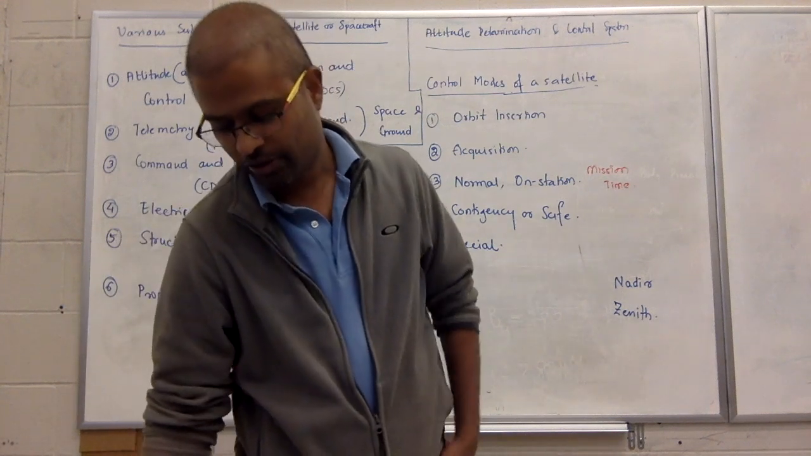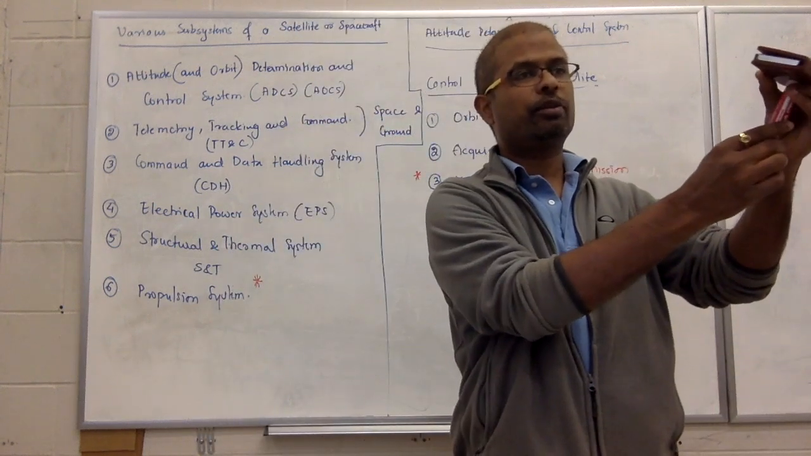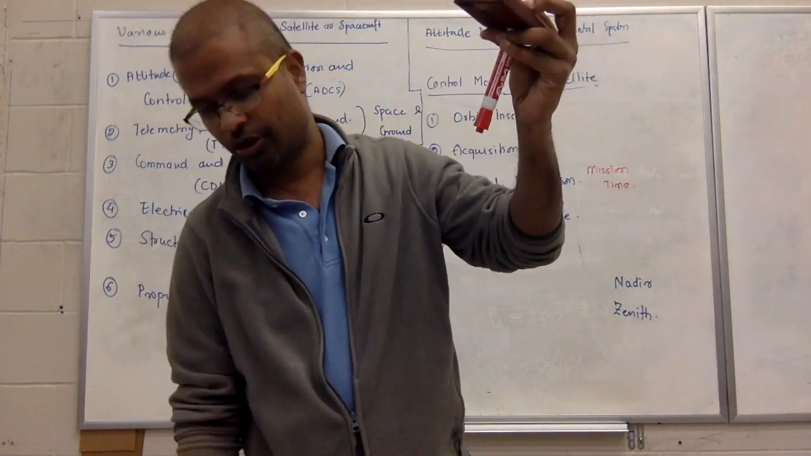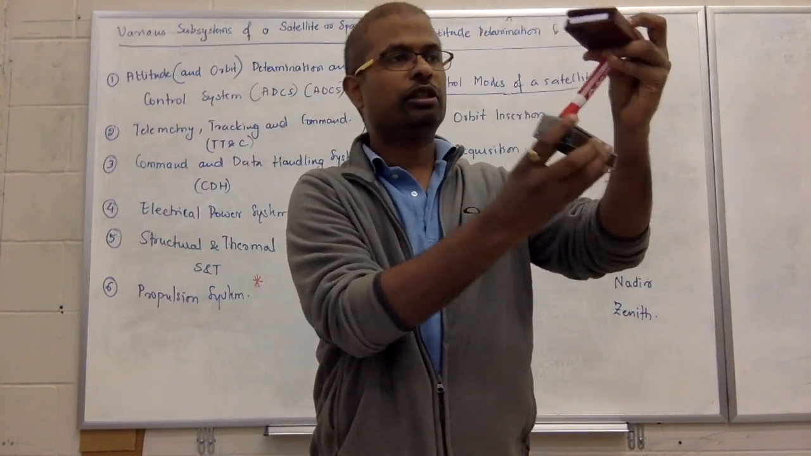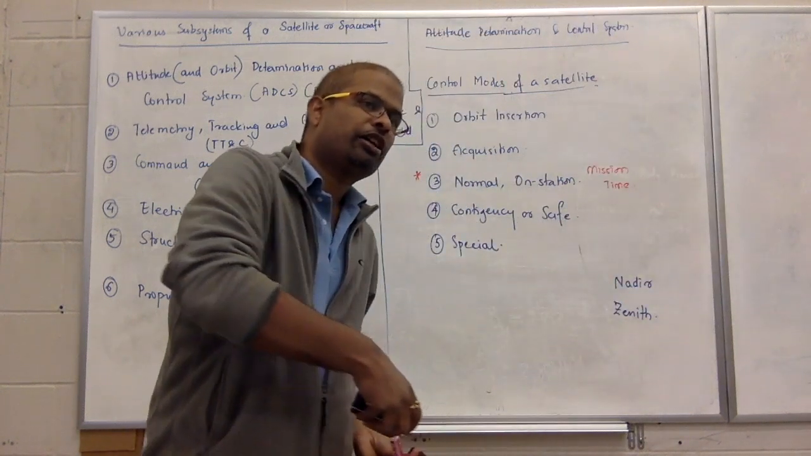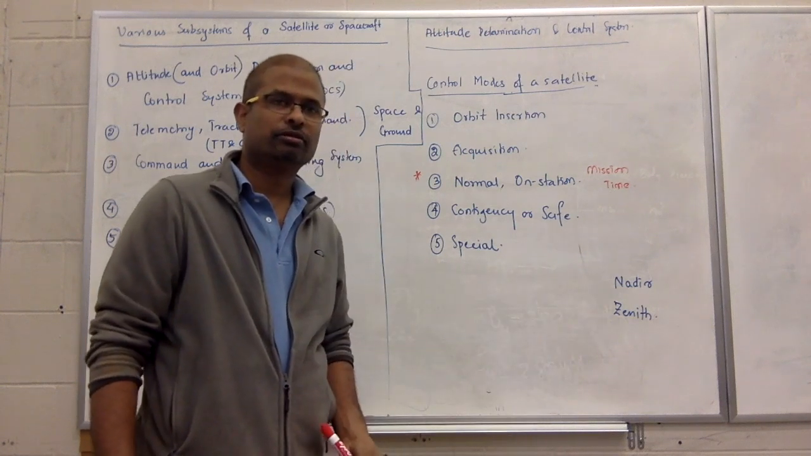If this is your satellite, with a big pendulum attached here, it will swing and align with the Earth's gravity, and it will always be aligned with the Earth. That is the nadir pointing satellite.